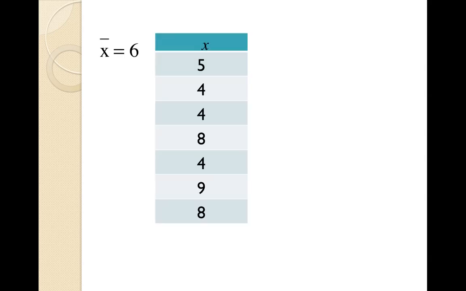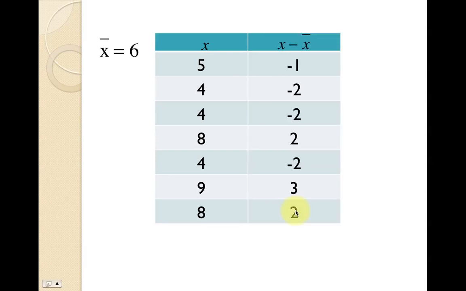So if these are the values in our sample and we take x minus x bar, in the next column I'm going to put the answer for what happens when you take x minus x bar. For example, 5 minus 6 is negative 1. I'm going to put that right here. 4 minus 6 is negative 2. I'll put that right here. And then we're going to go down the whole list and put the values when you take x minus x bar. Our answers are negative 1, negative 2, negative 2, 2, negative 2, 3, and 2.